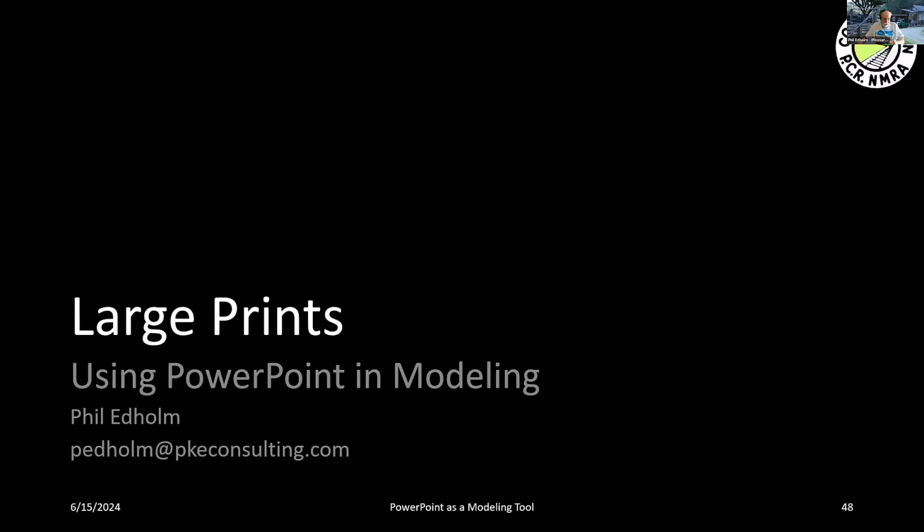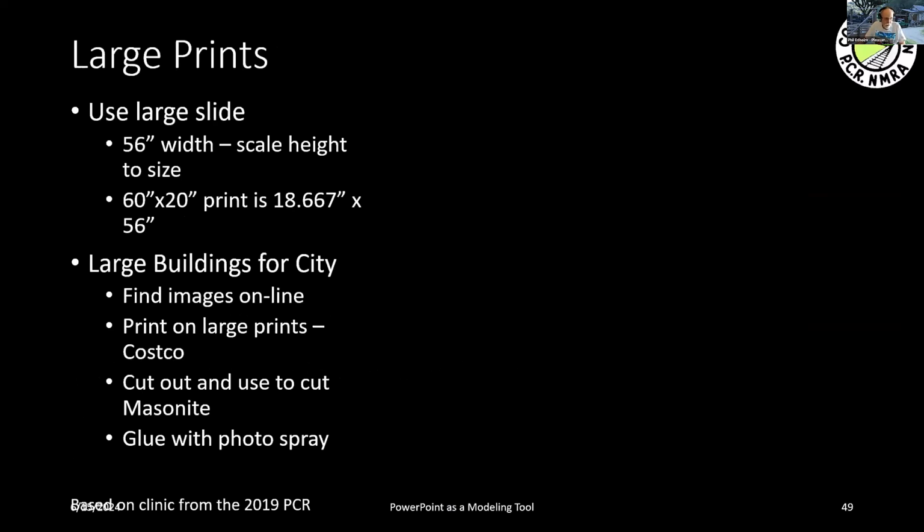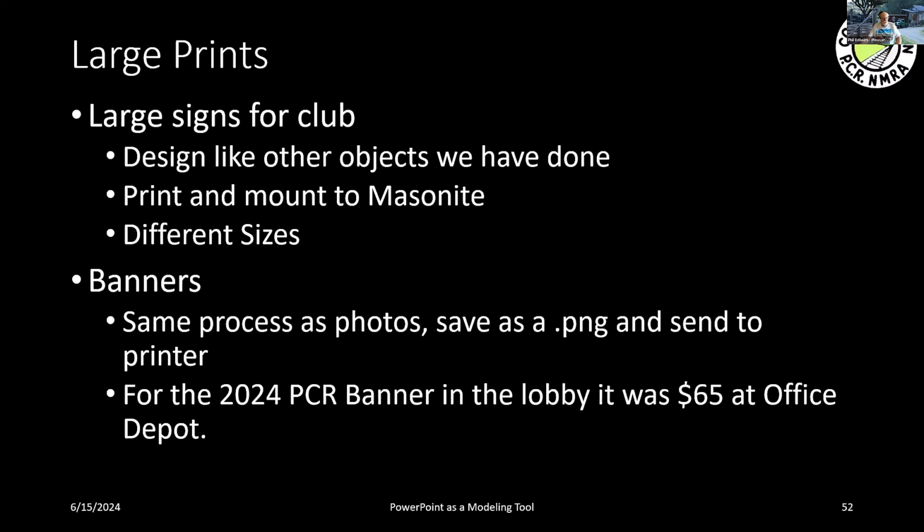The other thing that I want to talk about real briefly is large prints. With a 56-inch wide scale height, you can actually do a very large slide. Costco used to have a belt printer, a large printer. You could do 60 by 20-inch slides. I've actually done some large prints that way, oh, I lost those pictures. That's interesting.